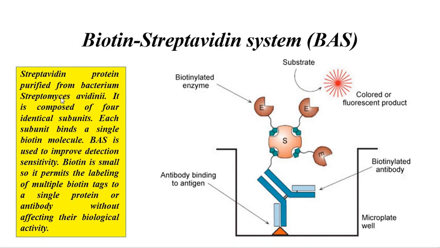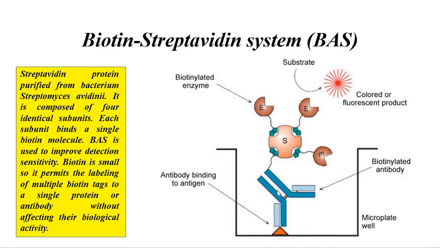The streptavidin protein is purified from the bacterium Streptomyces avidinii. It is composed of 4 identical subunits. Each subunit binds a single biotin molecule. Here a sphere labeled S is shown. This is showing the molecule of streptavidin, which is composed of 4 subunits, and each subunit has a binding site for a biotin molecule. This double ring structure is showing the biotin molecule.